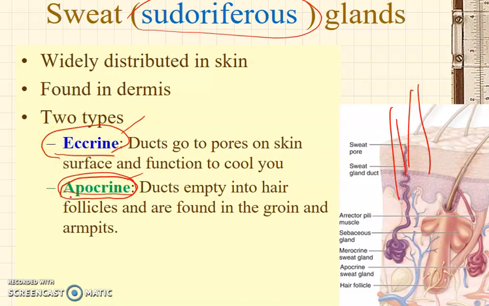How do they differ? Well, let's see. Ducts of eccrine glands go to pores on the skin. So here's an eccrine gland, and its pore goes all the way up to the skin.